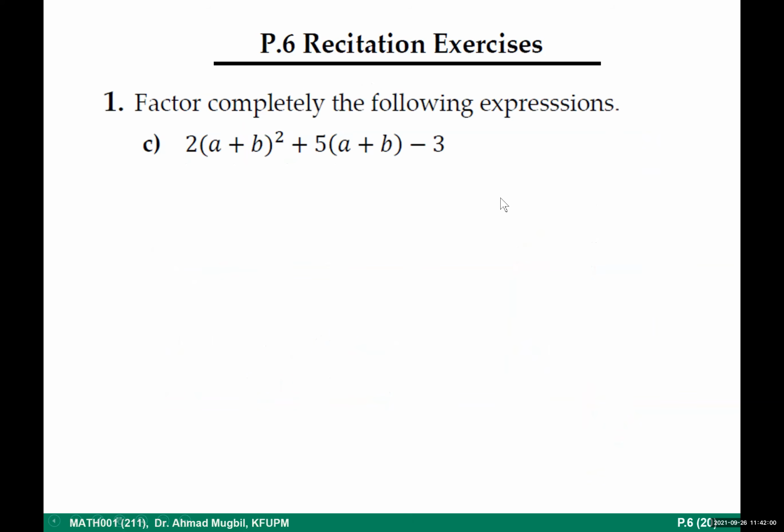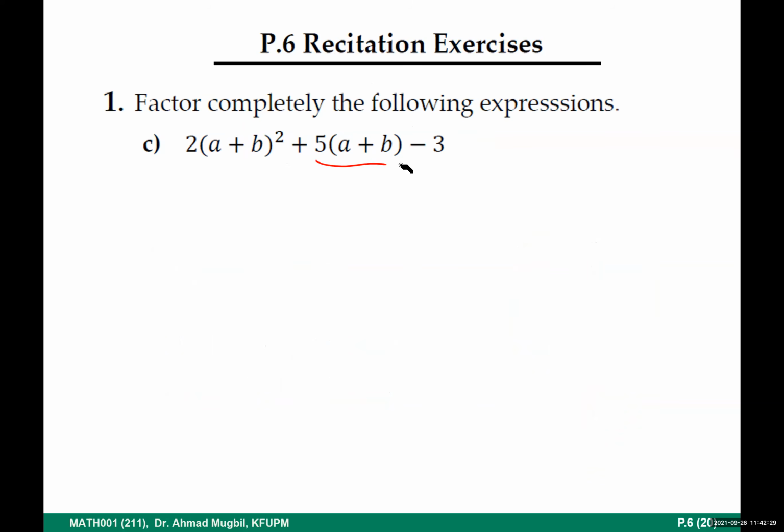How to factor this? Good idea. So, it is not a good idea. It is a bad idea indeed. a plus b is not a common factor. It is not a common factor between all the terms. What will you do after that? If you take a plus b as a common factor, what will you do for this term after that?